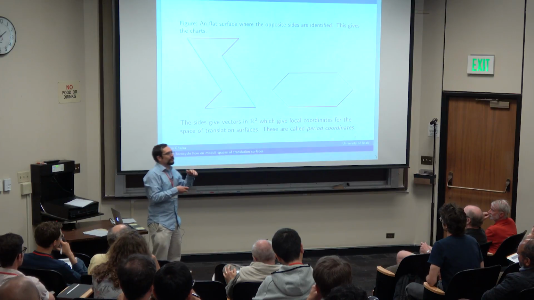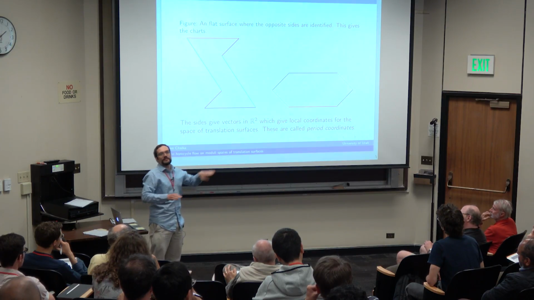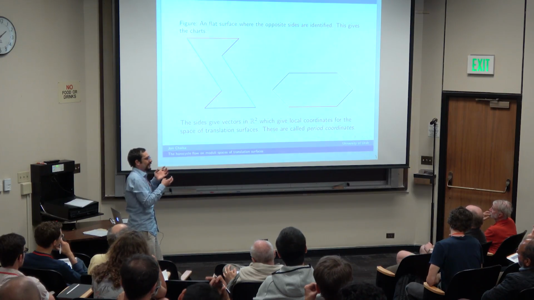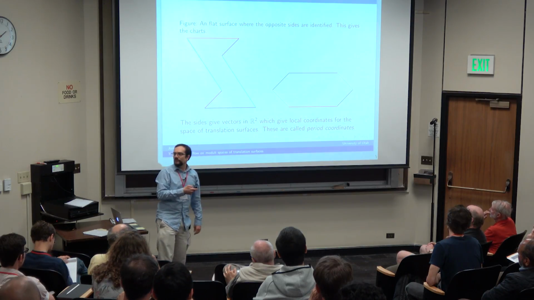And often it's convenient to restrict to the area 1 locus, which is just a hypersurface in this space. And by area 1, I mean this picture should have area 1, right? I could scale it downwards, it would have less area. So this is kind of a natural volume form on these spaces.